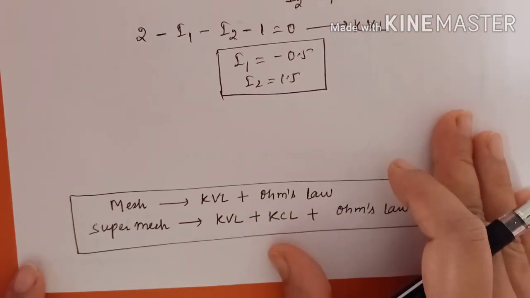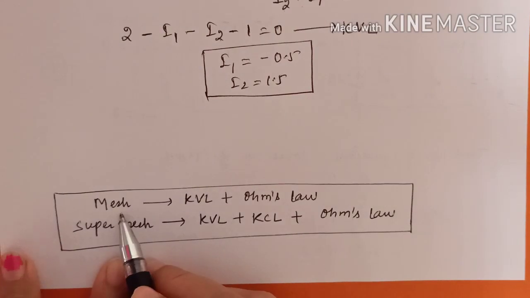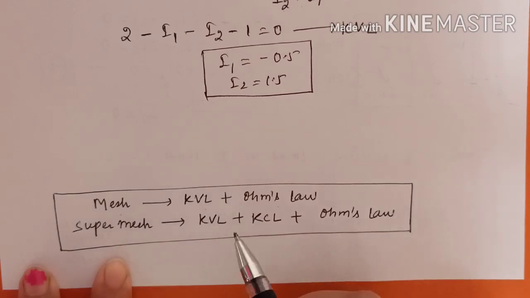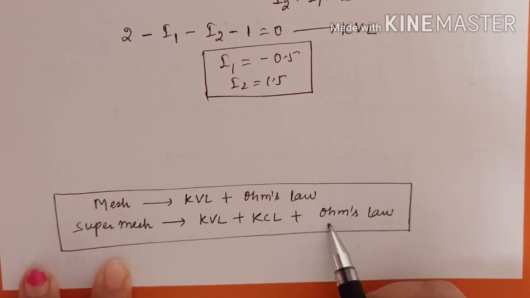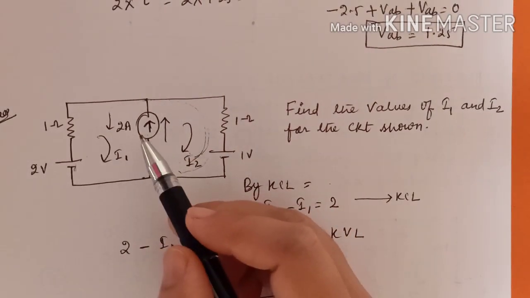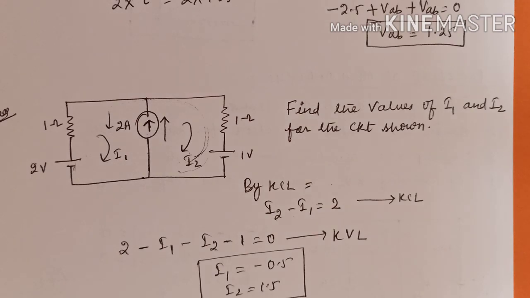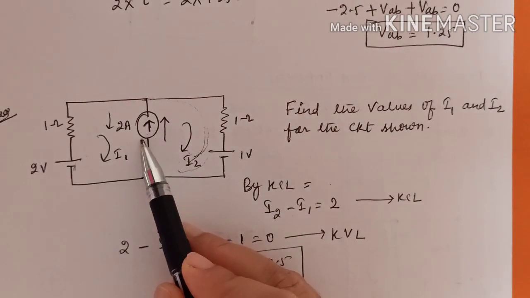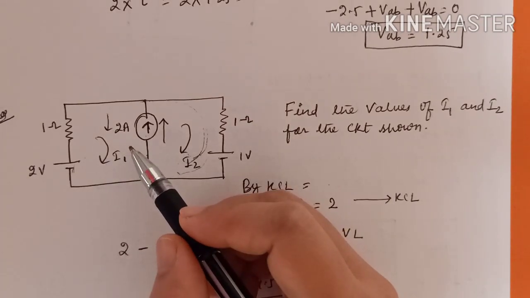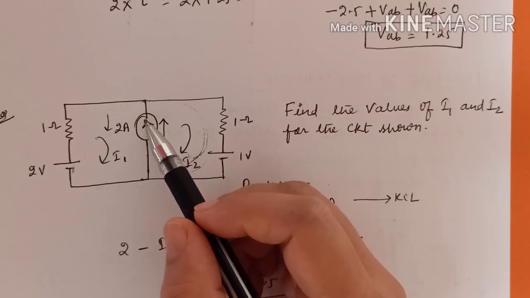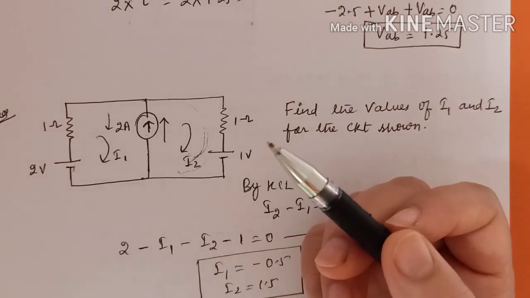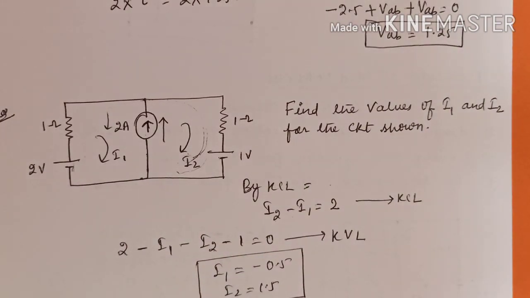So make a note of this: in mesh analysis you have to use the KVL plus Ohm's law, and in super mesh technique you need to use the KVL, KCL and the Ohm's law. Clear? So wherever you are finding the current source branch, you have to use the super mesh technique. If one current source branch you are getting, one super mesh will be there. If more than one current source will be there, you have to write more than one super mesh equation. Clear? So this was about today's class.